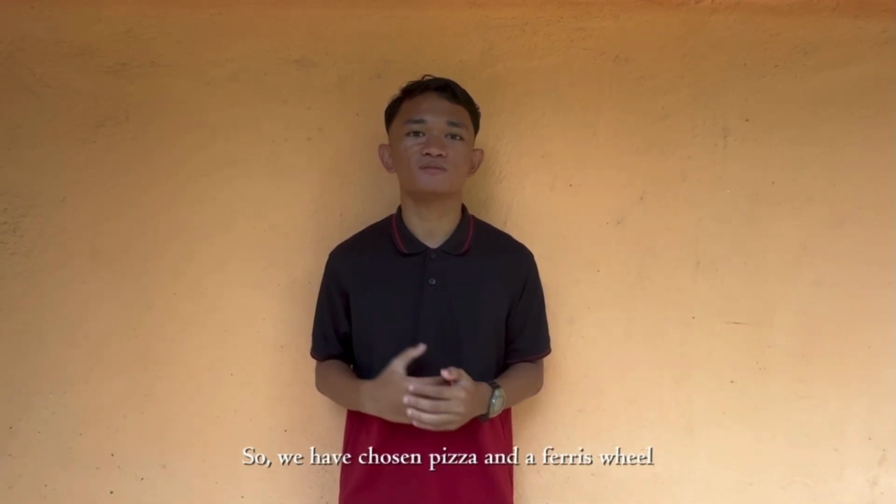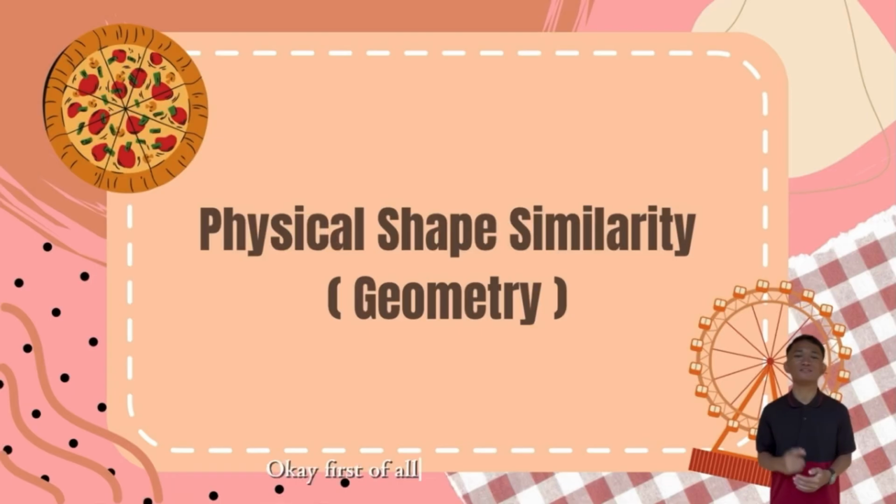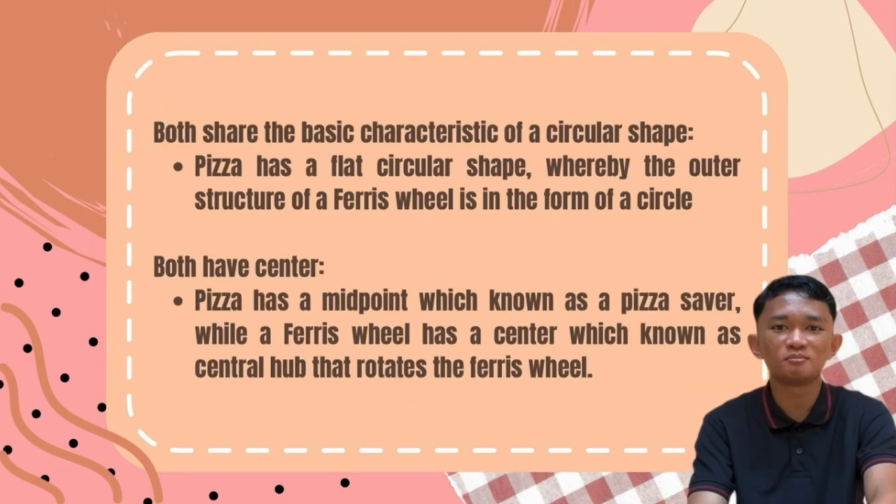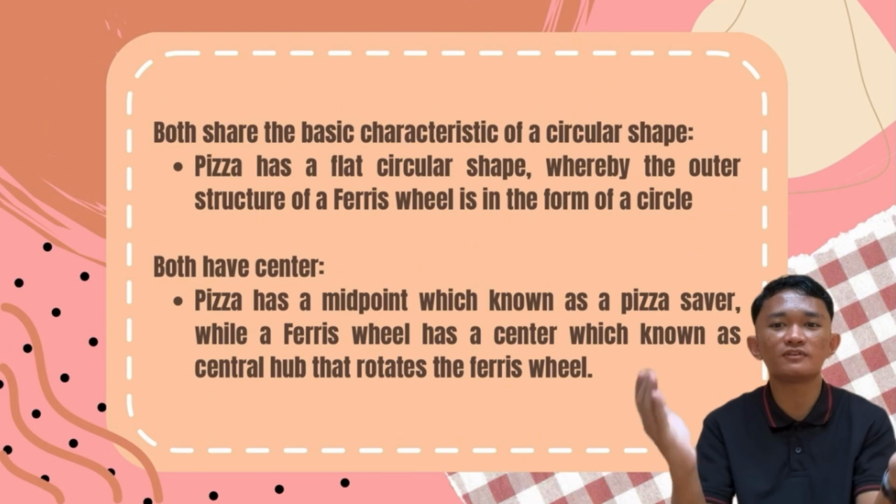So we have chosen pizza and a Ferris wheel as the topic for our discussion. Okay, first of all, let me tell you about the similarities of these two things. So first, both share the basic characteristic of a circular shape. Pizza has a flat circular shape, whereby the outer of a Ferris wheel is in the form of a circle.